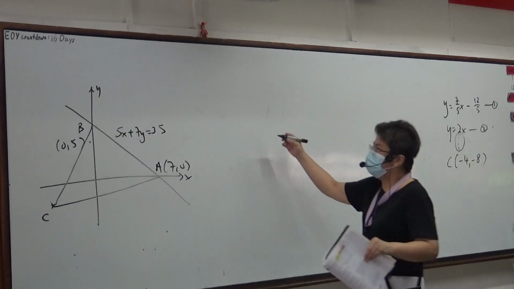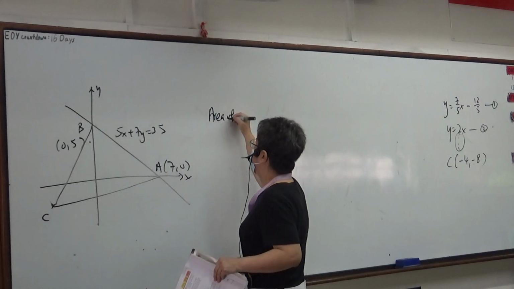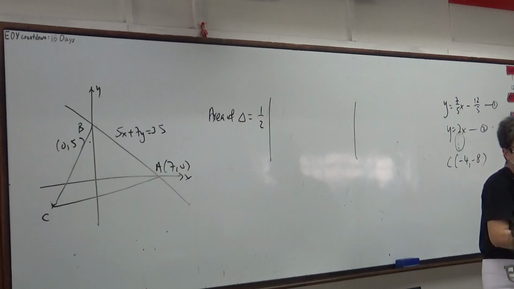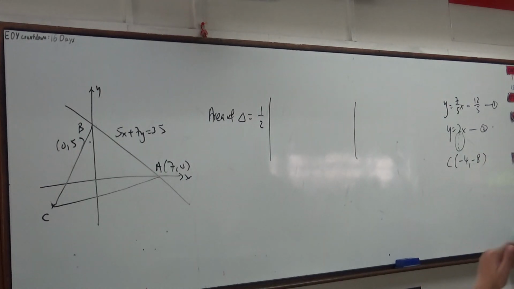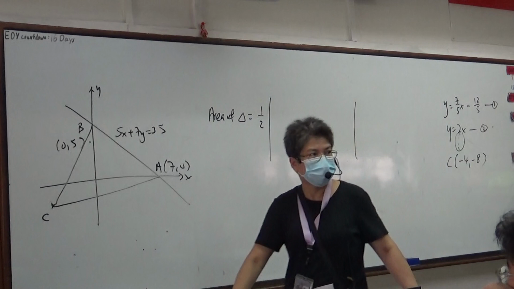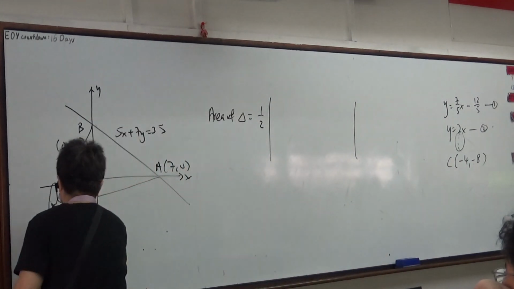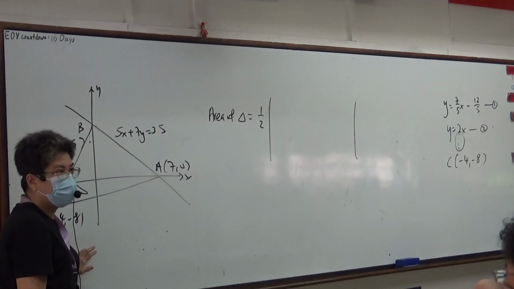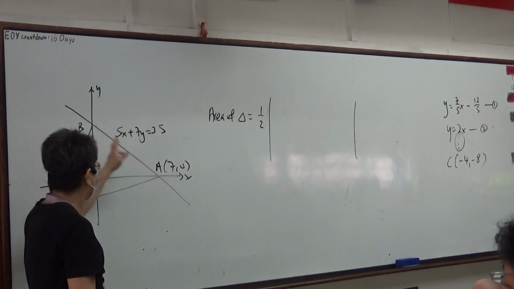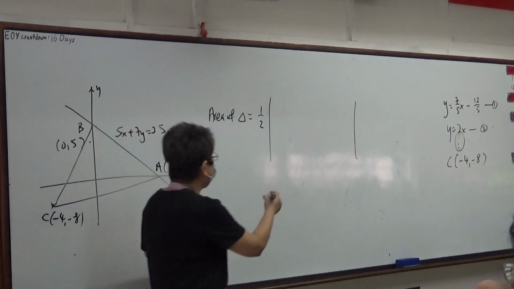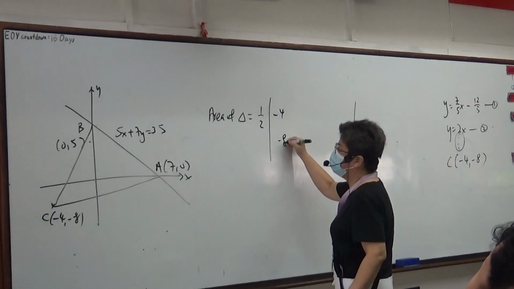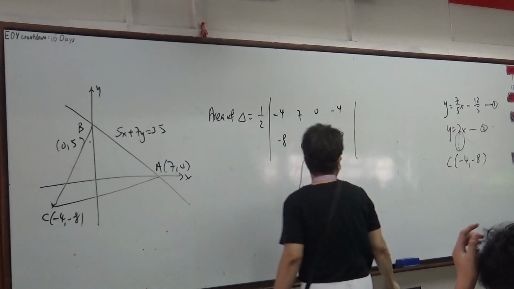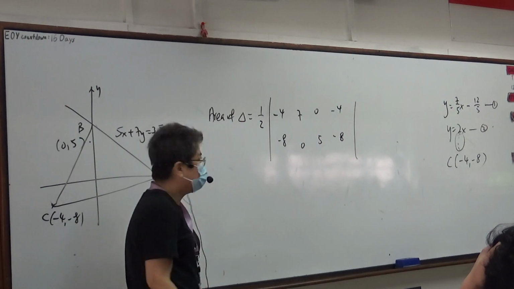Alright, now, area of triangle will be half, like that. Must go in what direction? You want to start with which one? You want to start with C. C is what? (-4, -8). So, C will go to A, then B, then C again. So we will have -4, -8, 7, 0, 0, 5, -4, -8 again. Understand?